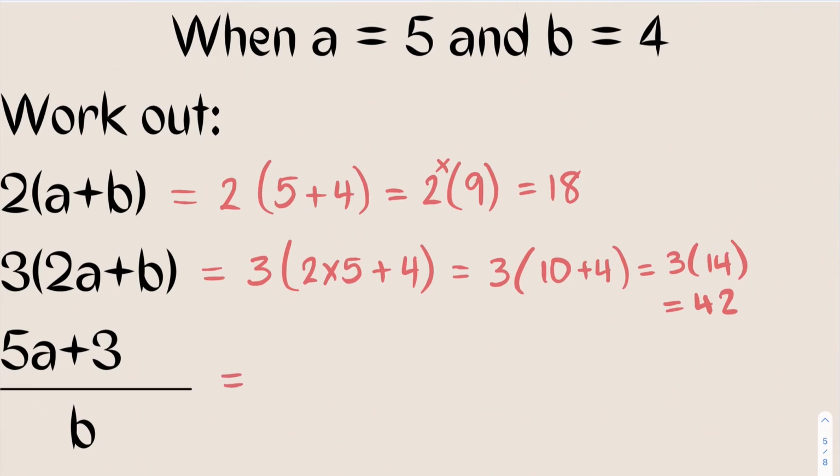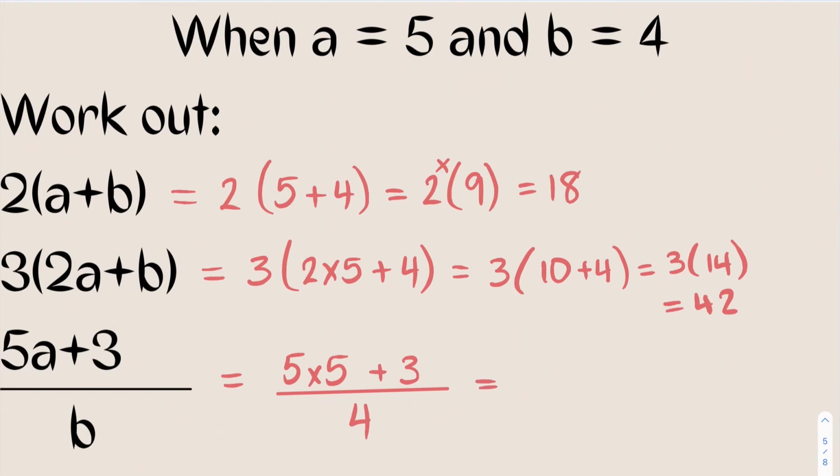Now for this last one, we are going to substitute in the values again, like we have been doing, and we have got a fraction. So I'm just going to put that line there so we don't forget it. The top part of the fraction says 5a add 3. So that means 5 times a, we know a is 5, so 5 times 5, add 3, all divided by b, and we know b is equal to 4.